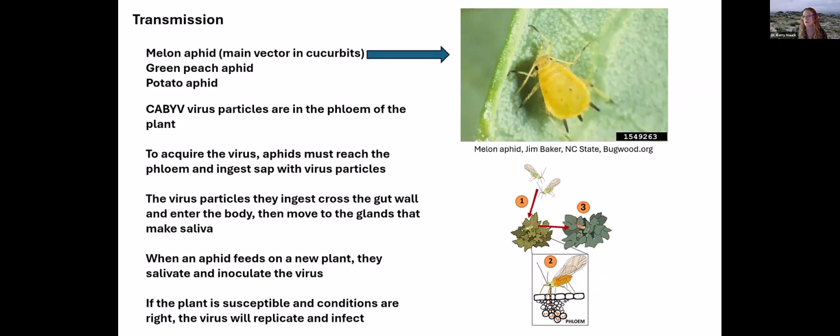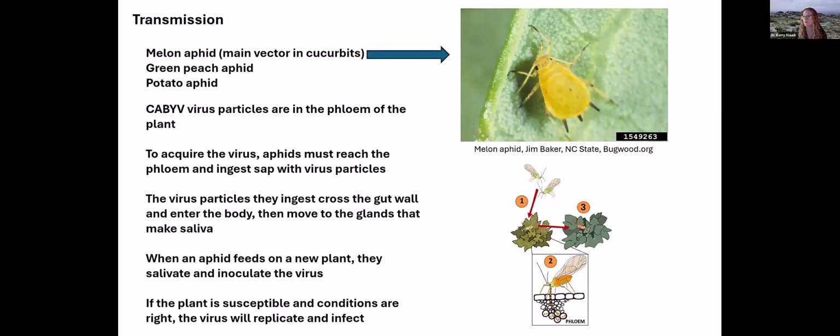How does the transmission occur? For CABYV, the virus particles that the insect has to pick up are inside the vascular tissue of the plant. That's called the phloem, and it moves all the nutrients and sugars in the plant to all the different parts. This is the part where the insect wants to feed so it can get all those nutrients for itself. To acquire the virus from this location, the aphids have to get in there and spend a fair amount of time feeding to get enough virus in their body to be able to transmit.